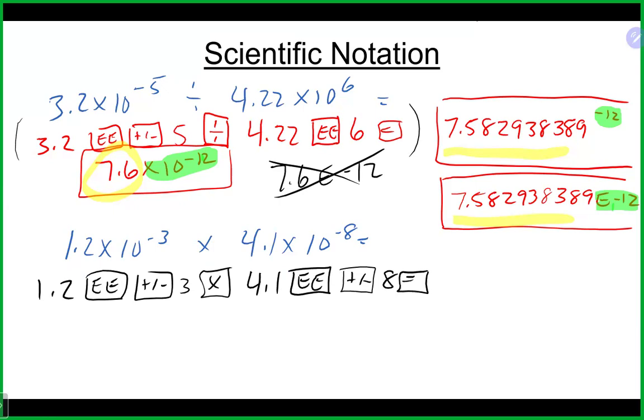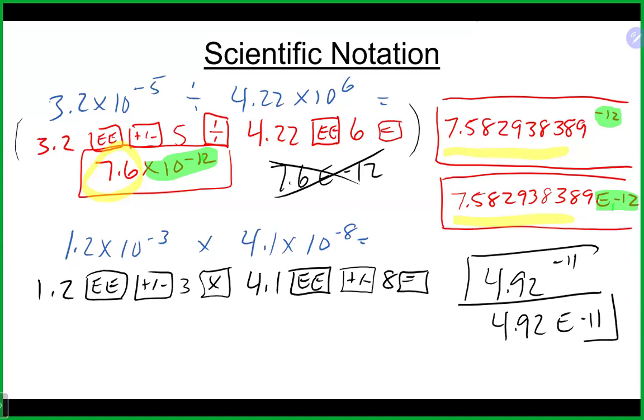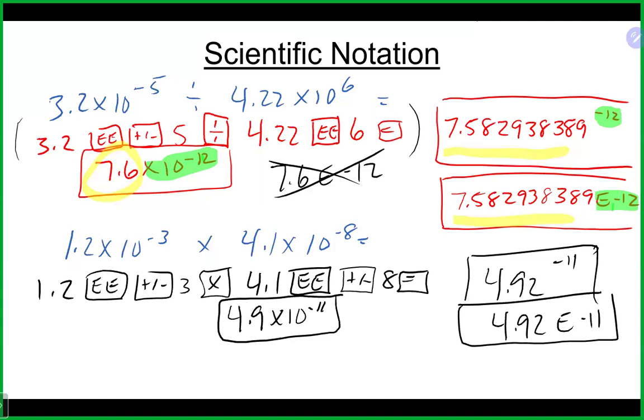And if you do that, you will end up with 1.2 exponent -3 times 4.1 exponent -8. And you will end up with, on your calculator here, 4.92 -11, or you may have 4.92e -11. So there are, again, two common ways. So our answer in this case would be 4.9 times 10 to the minus 11. So again, we want to make sure we don't miss the exponent part of it. Any questions on that?